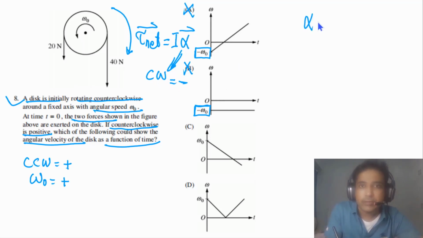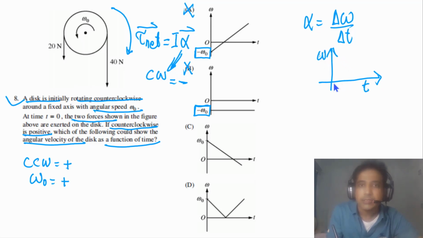So alpha is equal to delta omega over delta t. It simply means the gradient of the omega against time graph, so if we take omega on the y-axis and t on the x-axis, the gradient of this will be equal to alpha.